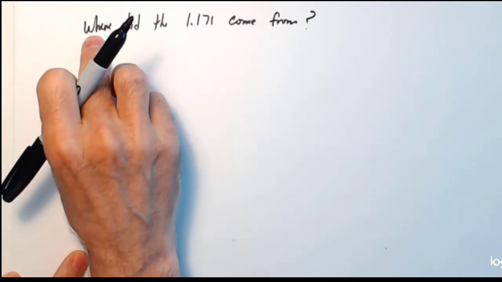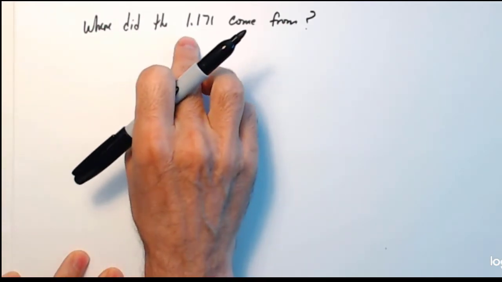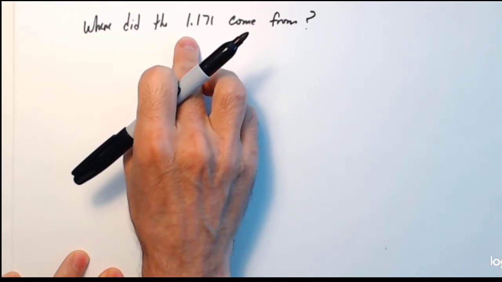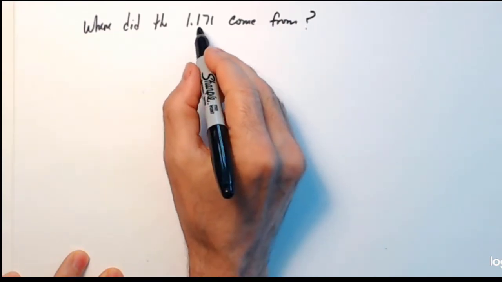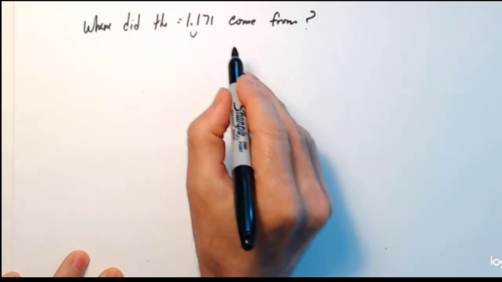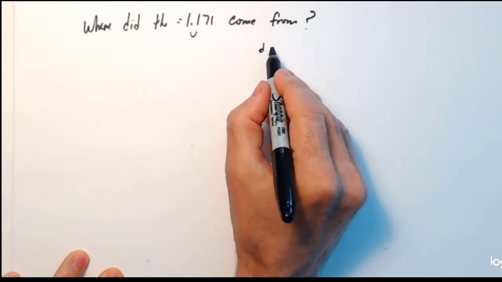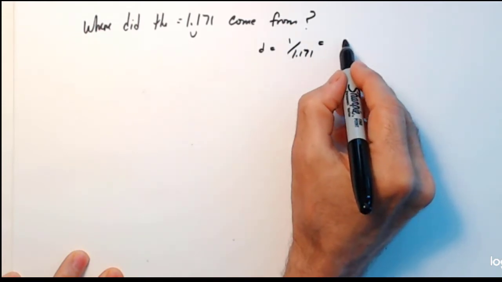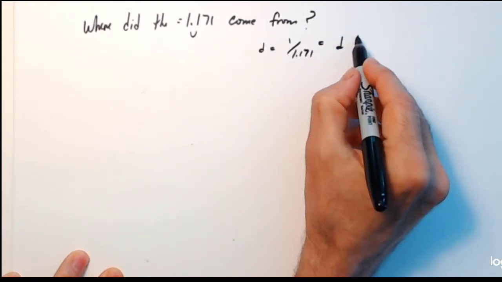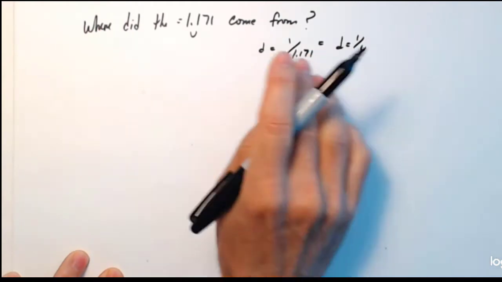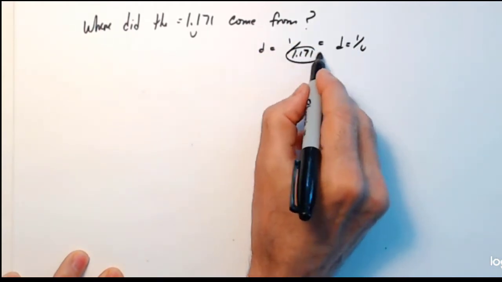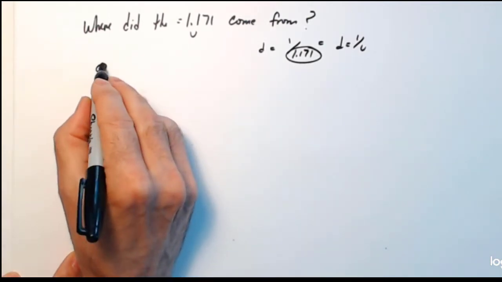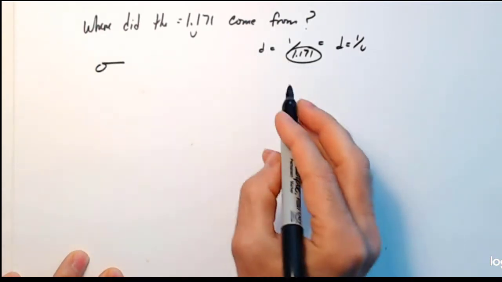The question becomes, where did I get this 1.171? It kind of comes out of thin air. That's U, by the way. And then I have a D, which is equal to 1 over 1.171, or normally D is just 1 over U. So where did I get this thing in the first place? Well, it's coming from sigma. It's a function of the volatility of the stock.